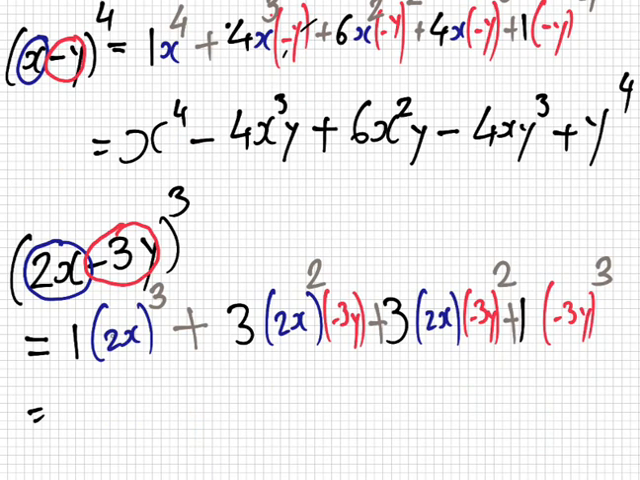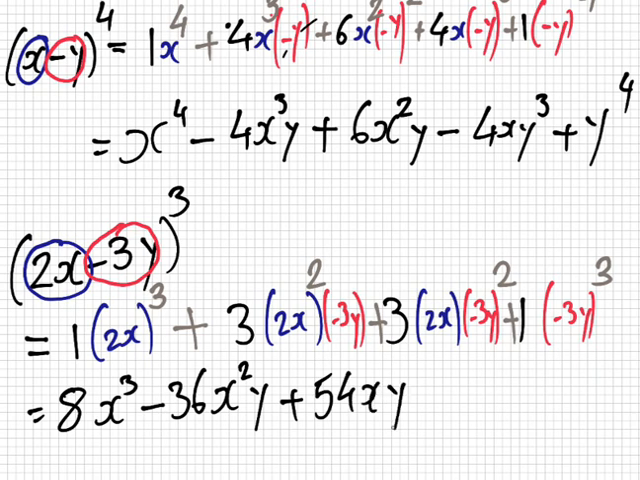So this one here, 2 cubed is 8x cubed. 2 squared, come on, 2 squared 4. And then 3 by minus 3, minus 9, by 4, minus 36. X squared y. Minus 3 squared, 9. 3 by 2, 6. 6 by 9, 54. X, y squared. And then finally, minus 3 cubed is minus 27. Isn't it? Minus 27 y cubed. What's wrong?